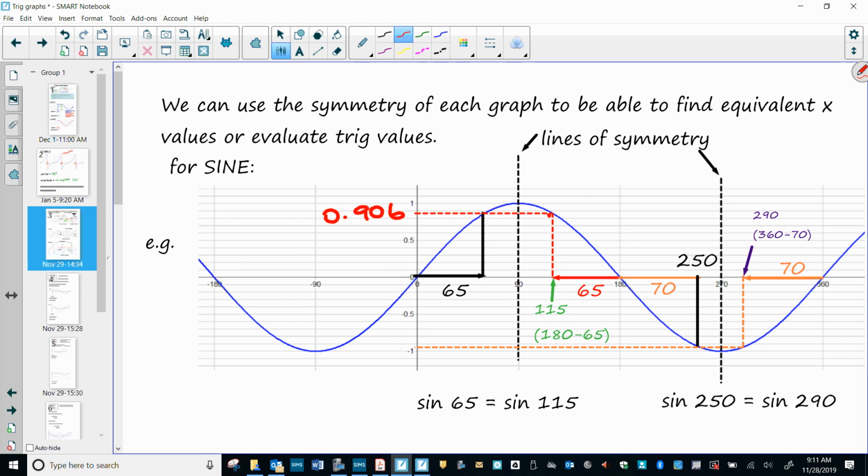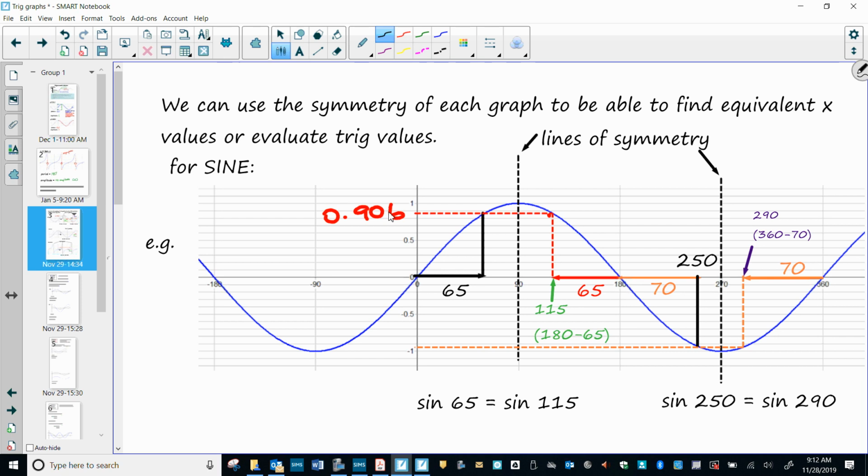That means that we have multiple values that we can substitute in to get that same answer. Now, in some cases, you'll be asked what would those values be. So if they said sine 65, what other value of x could you get for that same number? You would have to be able to tell. Now, the best way to do it is to use symmetry. Can you see that this bump here is symmetrical?